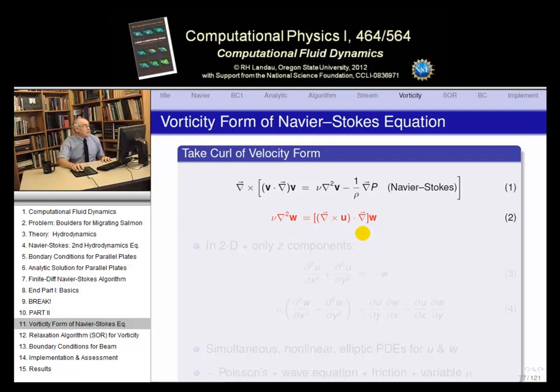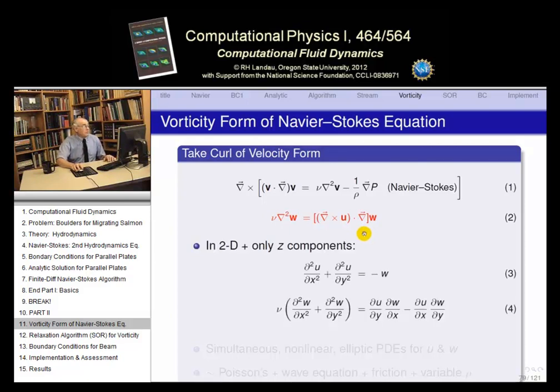Yeah, there's all these vector identities, but you can do that. I'm not going to do it here anyway. You can do that on your own, and it takes a little bit of work, but then you're left with this very compact, simple equation. And in two dimensions, we only have a z component to worry about of U, so we end up with two coupled equations, equation 3 and 4 here, that we need to solve. So this is now the relation to the Navier-Stokes equation and the relation to the two different potentials.